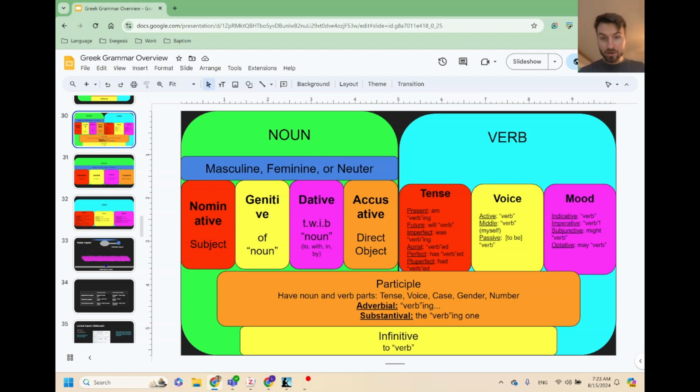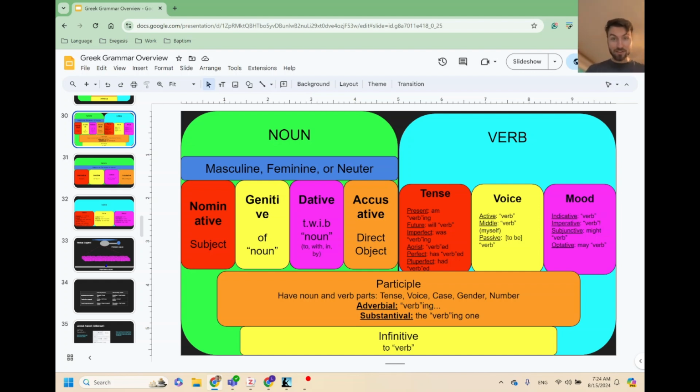You've learned about participles and the different functions of them. You've learned about infinitives. And you've learned everything about verbs in terms of tense, voice, and mood. You know what the present, future, imperfect, aorist, perfect, pluperfect are. You know what the active, middle, passive are, and you know what the indicative, imperative, and subjunctive are. The only thing you haven't learned is the optative, which will be in the last chapter of Croy, because the optative doesn't show up much in the New Testament.